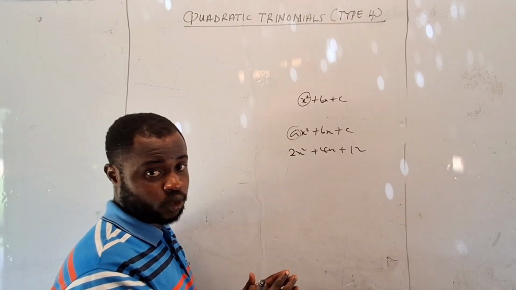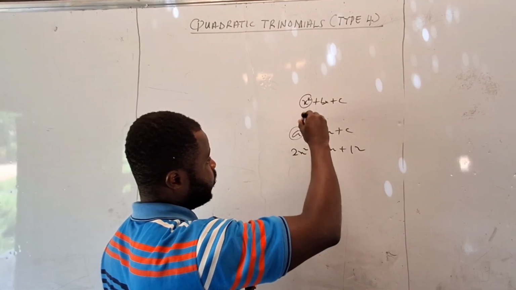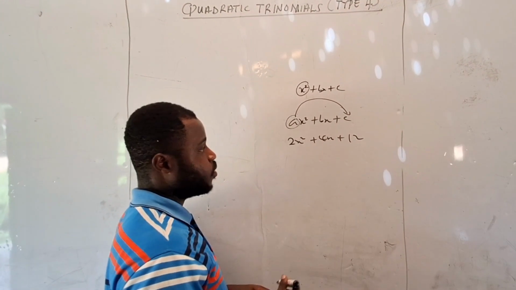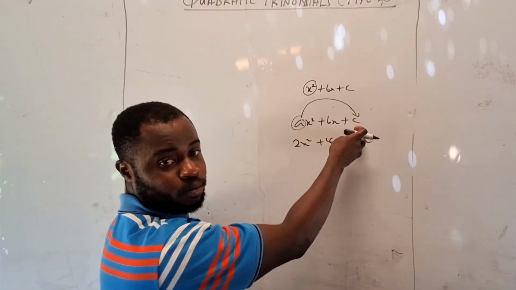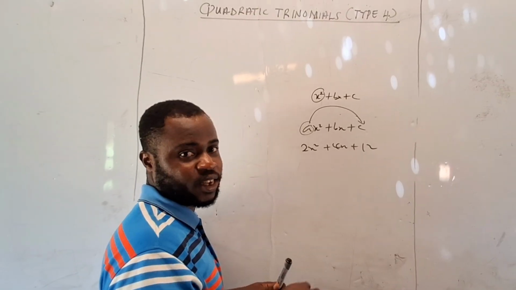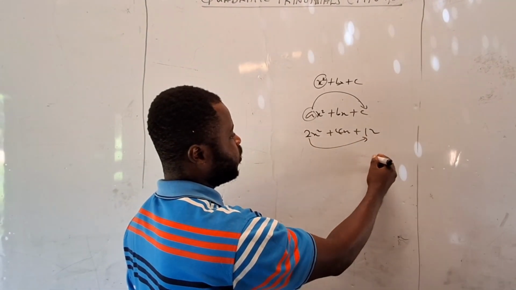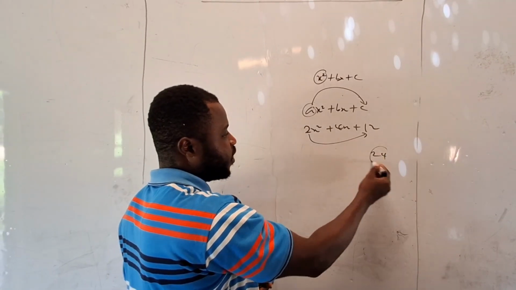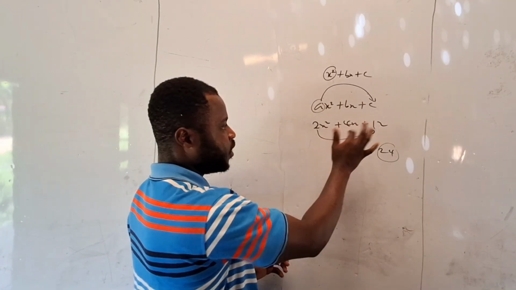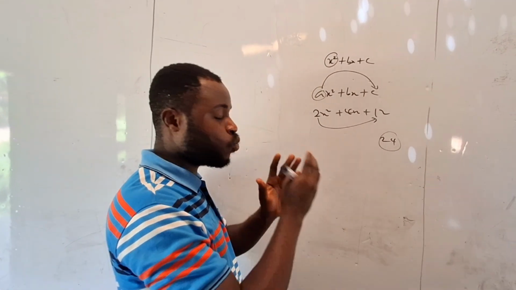In type 4, the rule is that you multiply the first element by the constant c. And when you finish, you find the factors of the product that you got. So let's say we have multiplied this by this, and we have gotten 24. Then we are going to find the factors of 24, and you pick two numbers that when you add, you get the coefficient of x, which is the middle number. That's what we are interested in.